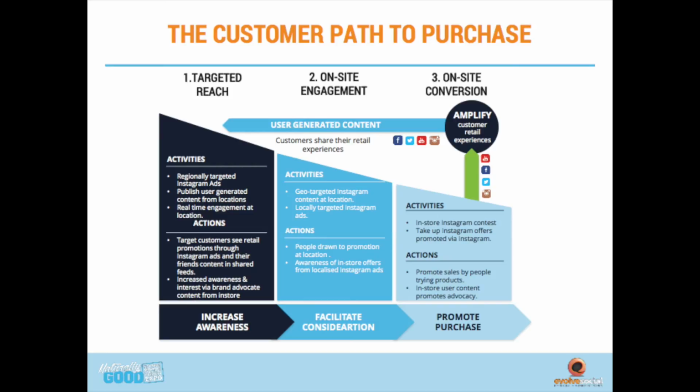So this is the path to purchase that I've mapped out. This is the one slide, if you want to take a photo of, that maps out everything we've done here. So first off, you want to get your reach, regionally targeted Instagram ads, publish that user-generated content out, target your customers. You see the retail promotions through Instagram ads, increased awareness through brand advocacy, geo-targeted Instagram content at location, engaging people, facilitating the consideration, and getting them in store with a contest, take up offers, promote those via Instagram through ads, promote the sales through your product, and in-store user content promotes the advocacy. And then you get the amplification and it goes back round again.